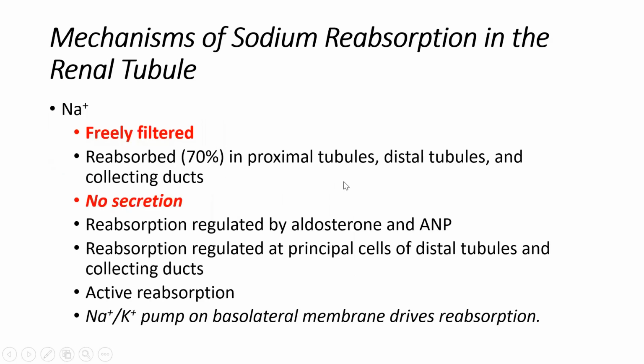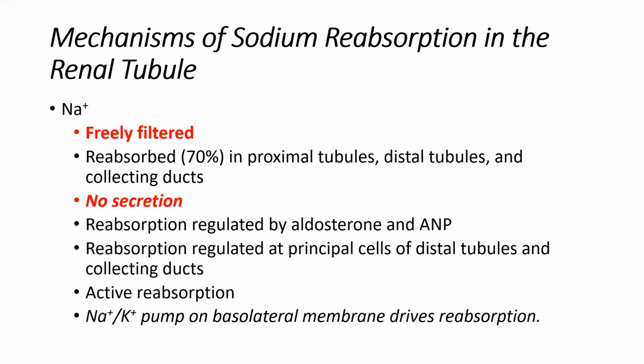As far as the mechanisms by which sodium is regulated throughout the kidney tubules, sodium is freely filtered across the glomerulus, so there's no obstruction there. Then it is absorbed across the proximal tubule, distal tubule, and collecting duct. About 70% of that sodium is reabsorbed, so there is some sodium left in the filtrate that becomes urine. The urine is slightly salty, if you will. That can be regulated with the help of two hormones that we're going to speak about.